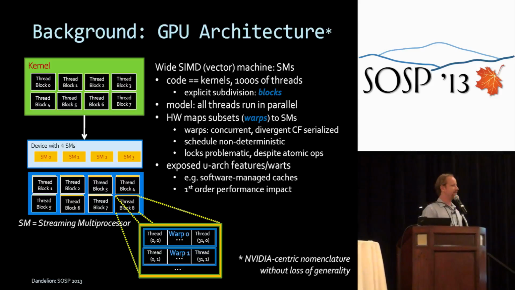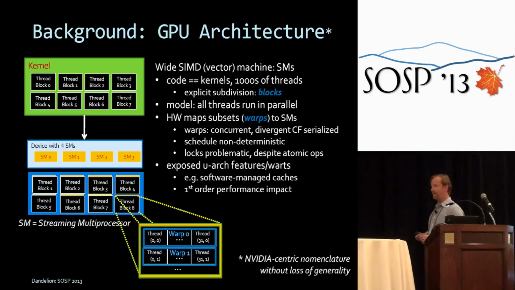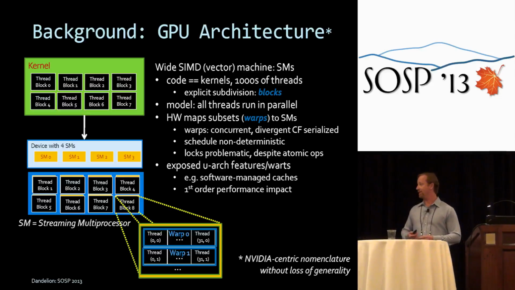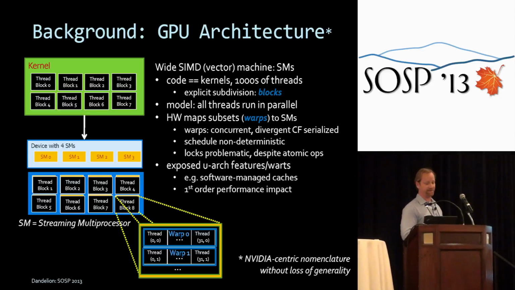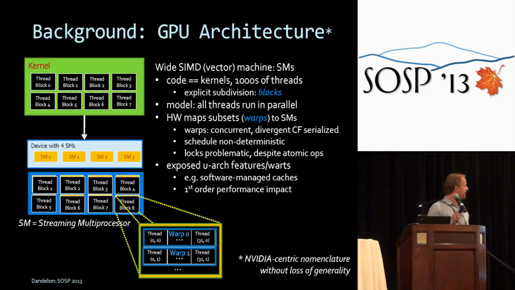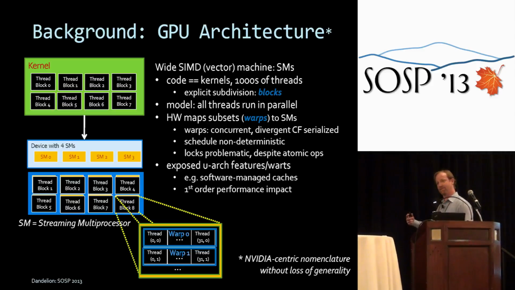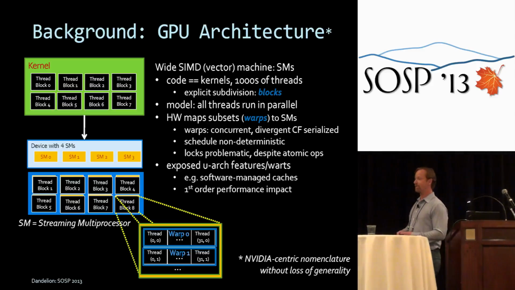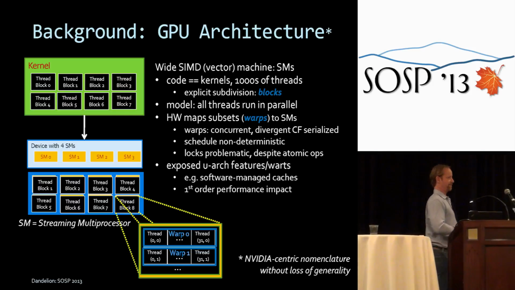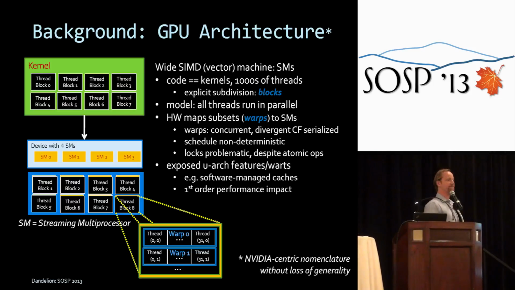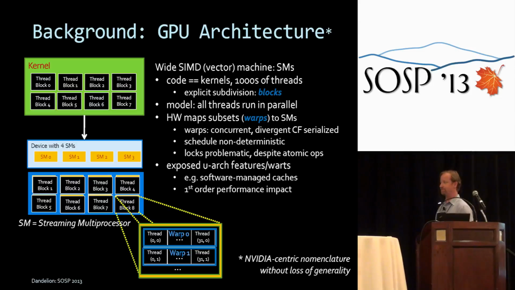Now, the programmer writes code for these machines as kernels, somewhat confusing in this community. And these kernels are expected to be able to make use of thousands of lightweight hardware threads, which are further explicitly subdivided by the programmer into blocks to enable some important inter-thread communication patterns. Now, in the programming model, all of these threads execute in parallel, but really what's going on under the hood at runtime is that the hardware is mapping subsets of these blocks, called warps, to the SMs, and switching frequently between them to tolerate things like memory latency and divergence of control flow.